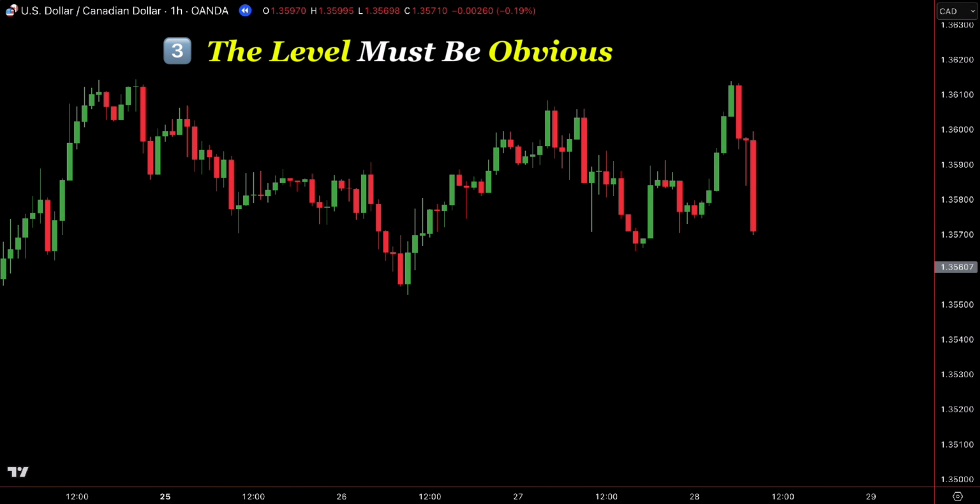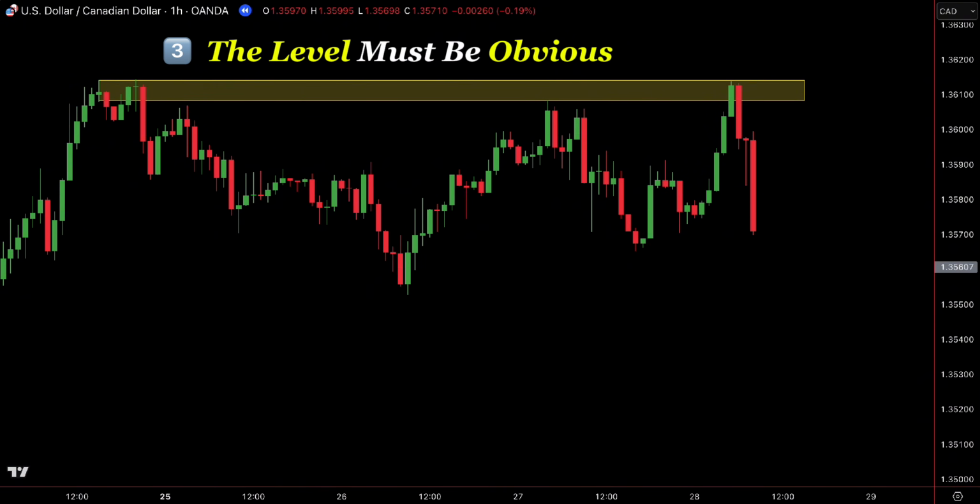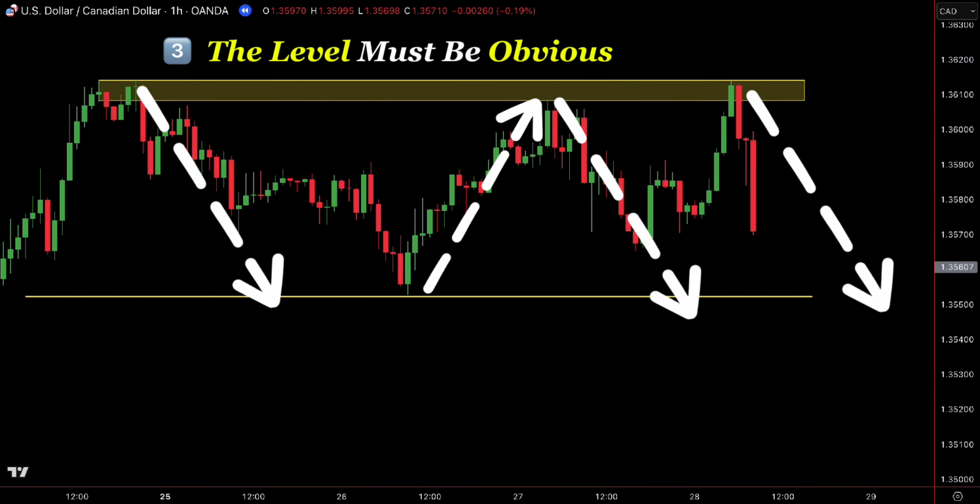The level must be obvious. Strong levels stand out instantly. If you need to force it or overanalyze the chart to find a level, it's not strong enough. On the chart, the resistance level is obvious because price reversed cleanly from it multiple times. The support level below is also clear because price bounced strongly off it.